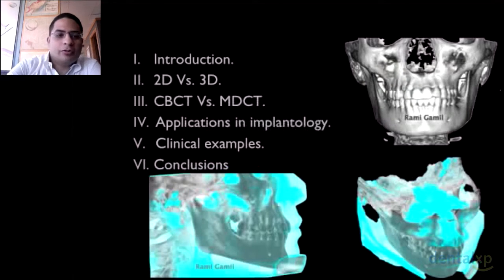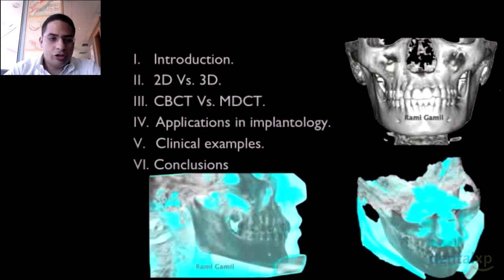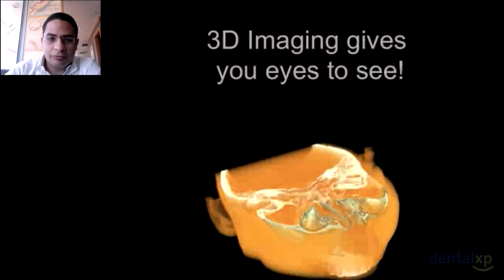Okay, today our presentation is divided into these parts. We're going to start with an introduction, compare the 2D versus 3D, cone beam CT versus medical CT, or multi-detector CT, and then we're going to discuss some applications in implantology or implant surgery, and then we're going to see some clinical examples and finish by our conclusions.